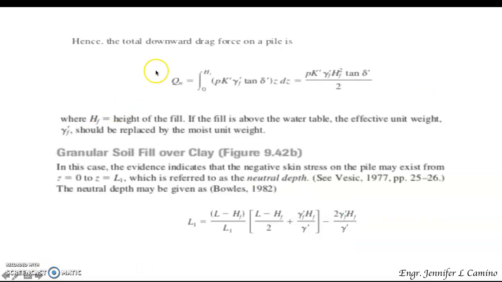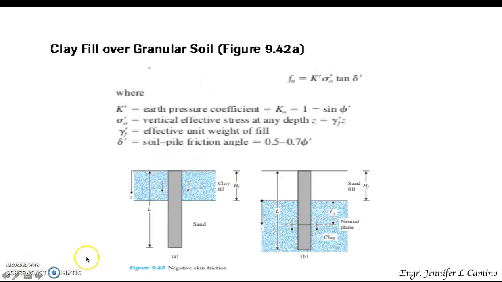So the total downward drag force on a pile is equal to this equation, wherein h sub f is the height of the fill. If the fill is above the water table, the effective unit weight should be replaced by the moist unit weight. So now we have a granular soil fill over clay, which is shown in this figure B.